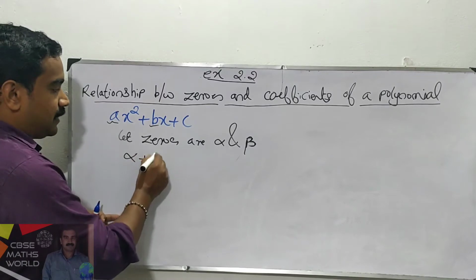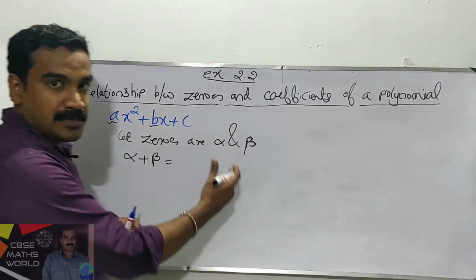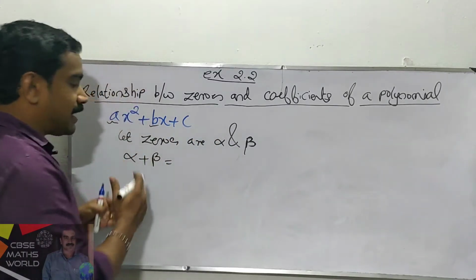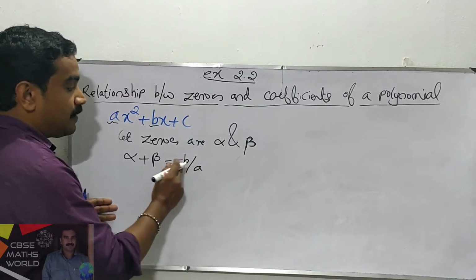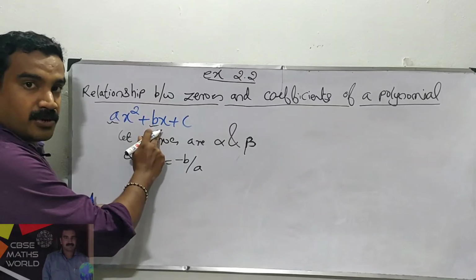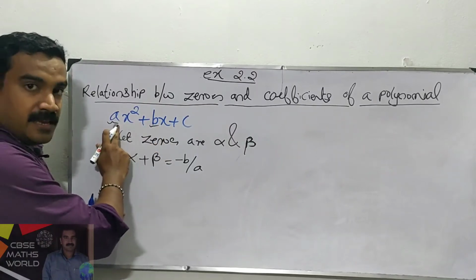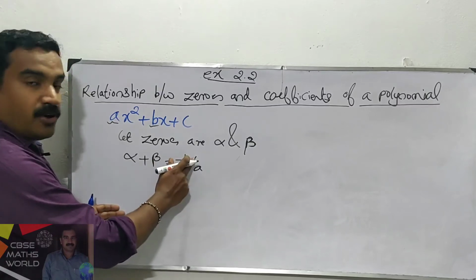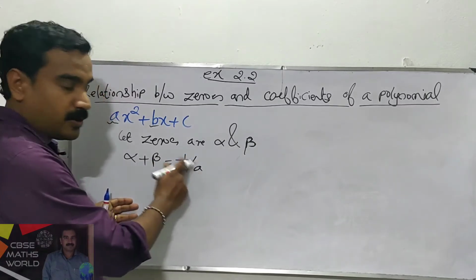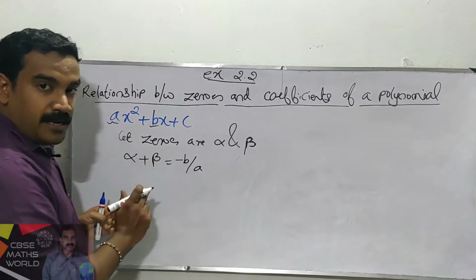Alpha plus beta, that is the sum of the zeros, is minus b by a. What is b? b is the coefficient of x. What is a? a is the coefficient of x square. So alpha plus beta is minus of the coefficient of x by the coefficient of x square. That is, alpha plus beta equals minus b by a.